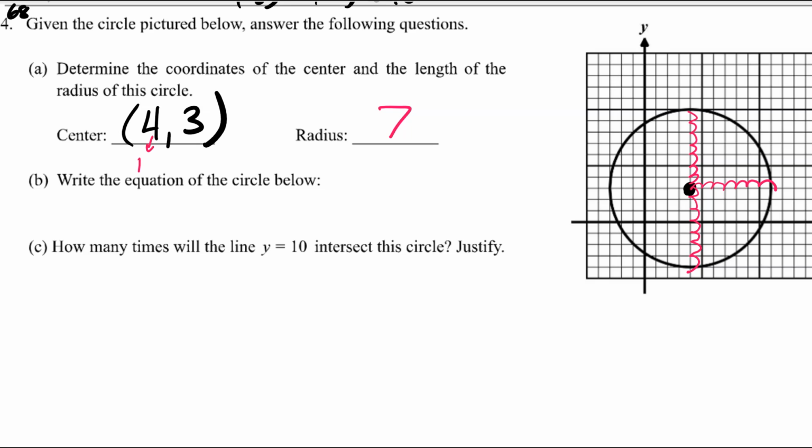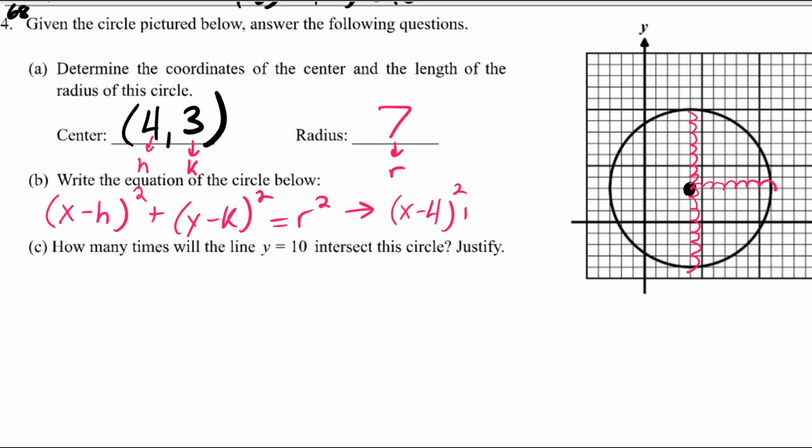So that 4 represents my h, and that 3 represents my k, and 7 represents my radius. So when I go to substitute into (x − h)² + (y − k)² = r², I've got all the pieces to plug in. My h is 4, my k is 3, and my radius is 7, and 7 squared is just 49. So this would be the equation of my circle in standard form.